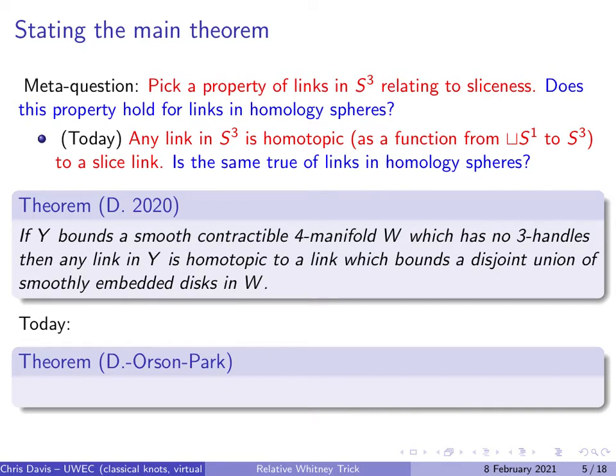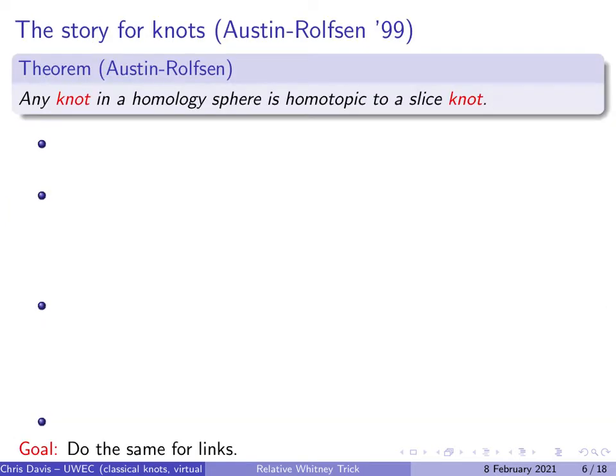Instead, here's what I'm going to show you. In the topological setting, it's a much more absolute answer. Any link in any homology sphere is always homotopic to a topologically slice link. Now, for knots, this result is fairly old. As I said, it's due to Austin and Rolfsen in a paper published in 1999. They proved that any knot in any homology sphere is always homotopic to a slice knot.